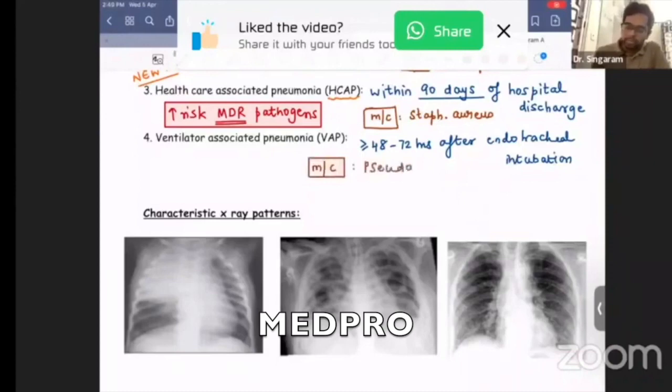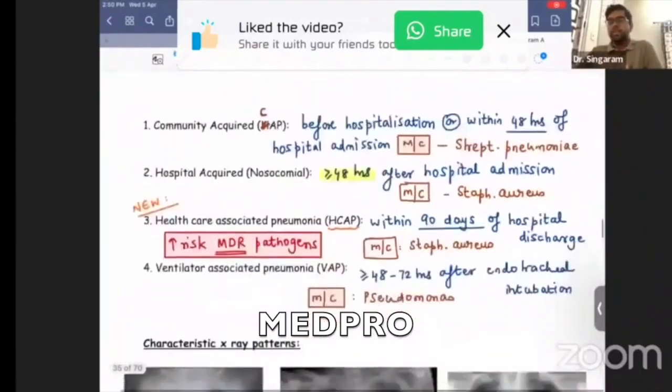It is Pseudomonas. Okay, so you can see that in each of these settings, you get different types of organisms. Overall, community acquired pneumonia is Streptococcus pneumoniae. Hospital acquired pneumonia is Staphylococcus aureus. Healthcare associated pneumonia, again, is Staphylococcus aureus. Ventilator associated pneumonia is Pseudomonas. Can you notice that, right? These are all some important things.